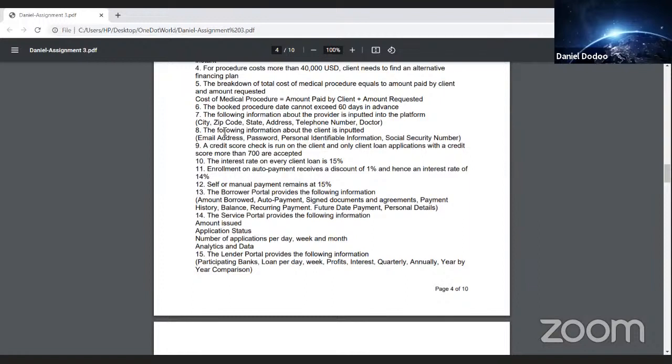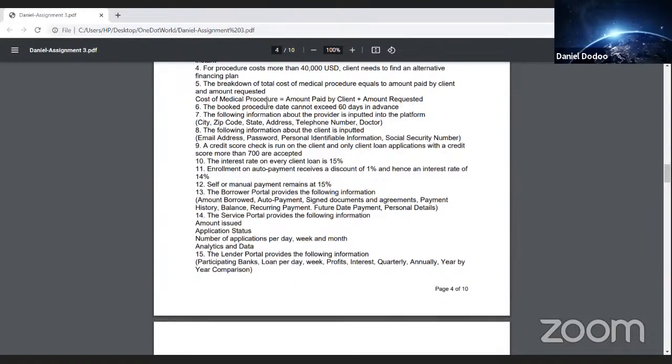We move on to the information that the client is supposed to input: email address, password, personally identifiable information, and social security numbers. And all this information should be inputted by the borrower or client that is trying to access the loan.